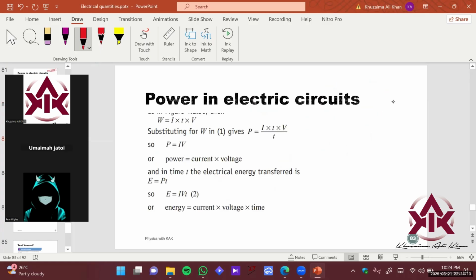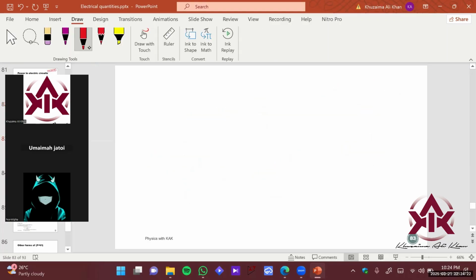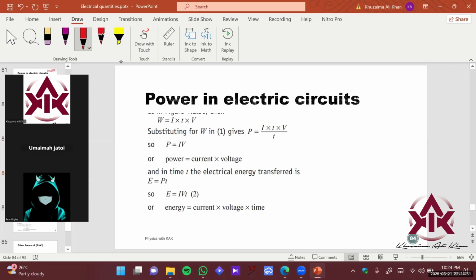Let me just go step by step. Let's say power is equal to work done upon time. We have this relation from the chapter on forces. Can you tell me the relation of work done in terms of charges? What is the formula of work done in terms of charges? Any guess? Just see if you can derive any relation which comes to your head.